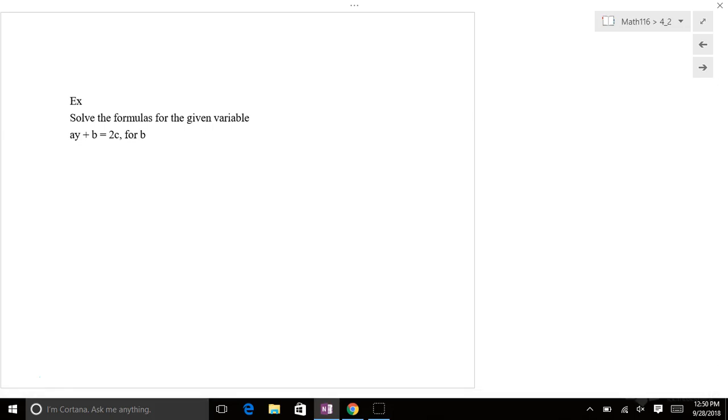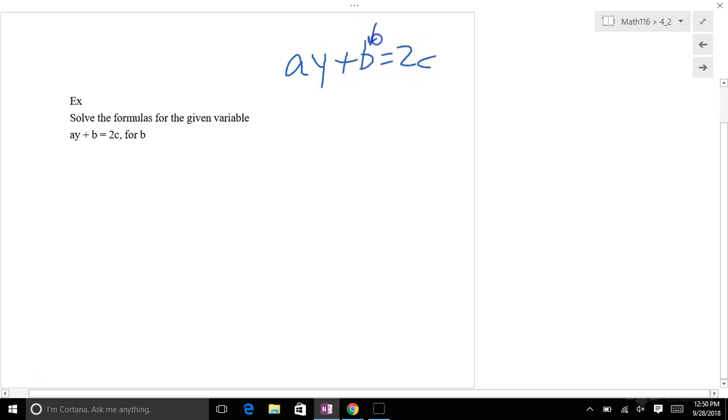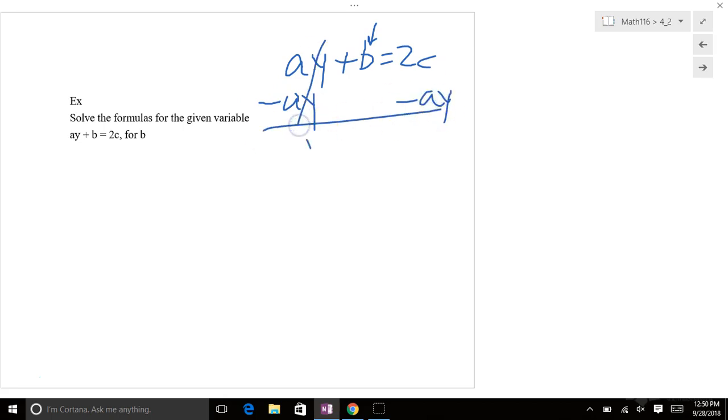So we have AY plus B equals 2C, and we're just solving for B. What would you do if you were solving for B? Well, you'd get rid of the AY. How do you get rid of the AY? Because AY is being added to B, so you subtract the AY. That's all you have to do here. So now B is solved for us: 2C minus AY, since you can't combine those.